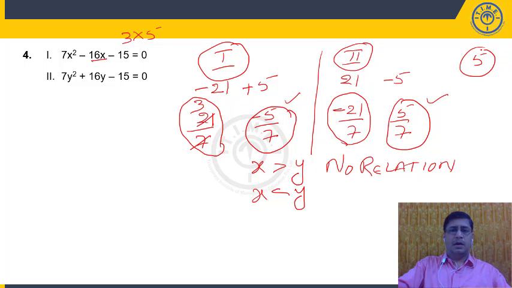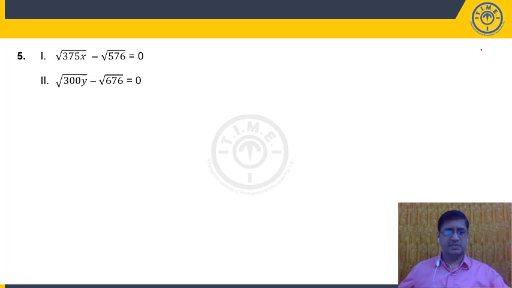Okay. Now look at the next question on your slide. What is the first quadratic equation here? Under root 375x minus 5 under root 576 is equal to 0. When you take this root to the other side and square on both sides, what is the result? 375x is equal to 576.